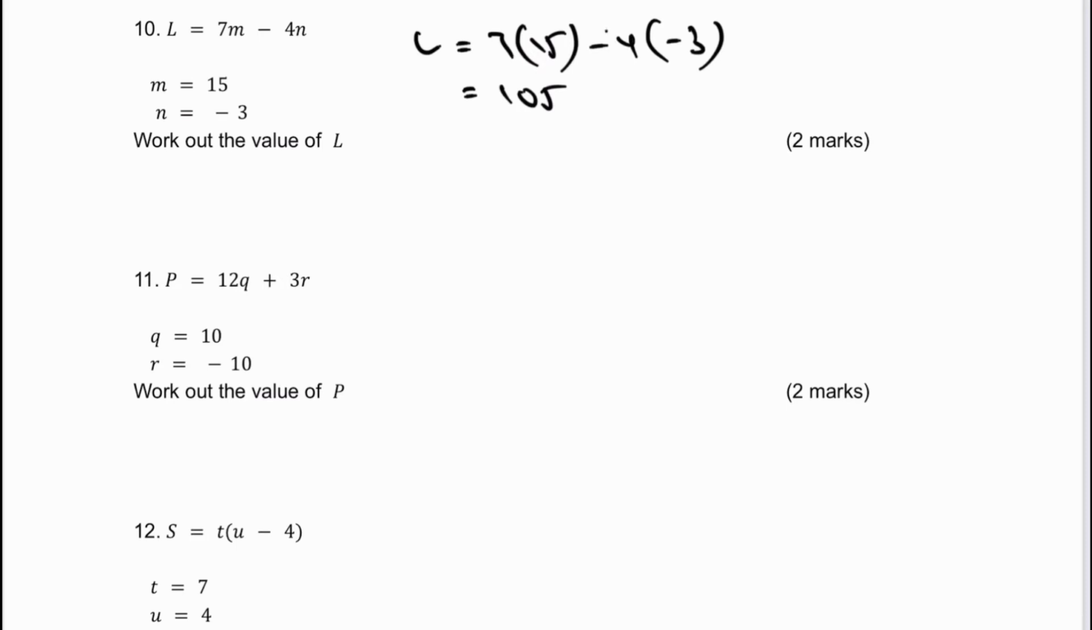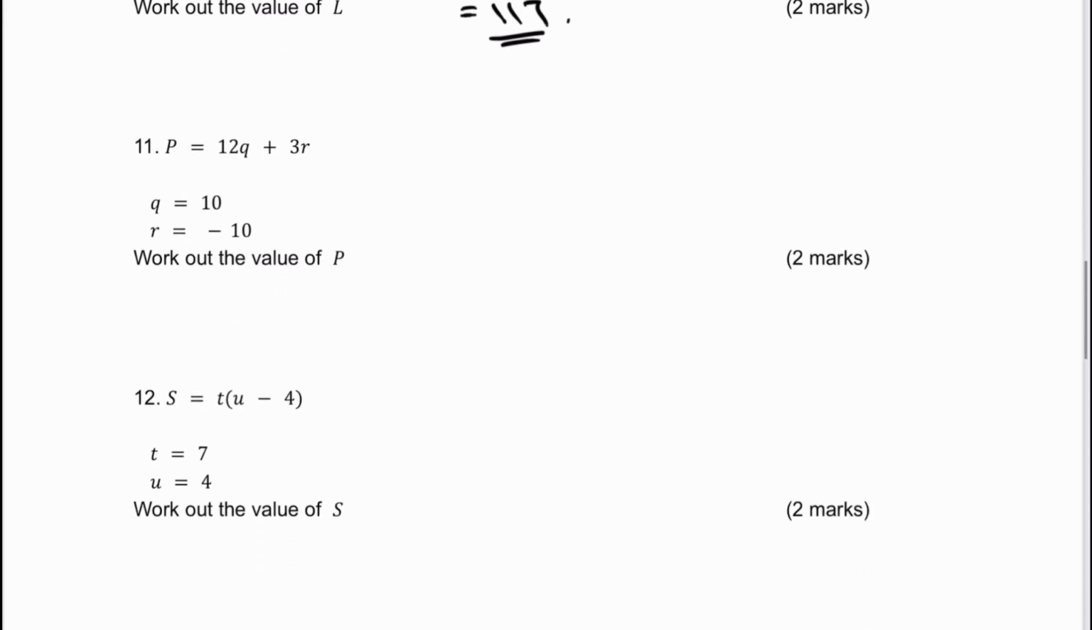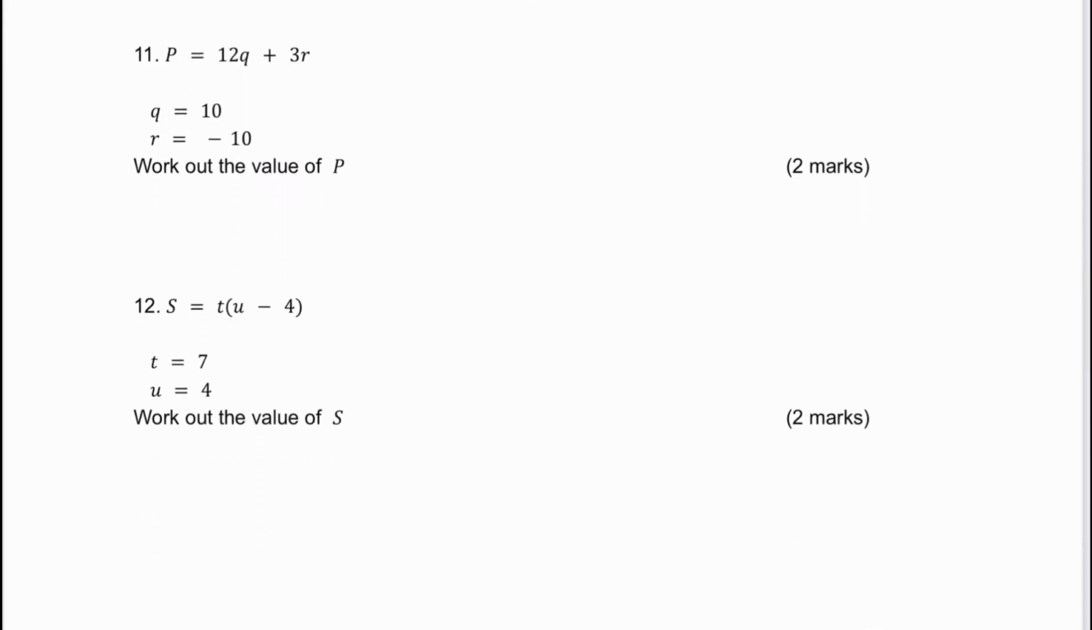Then I've got minus 4 times minus 3. Well, that's going to be plus 12. So 105 plus 12 is going to be 117. And that's the answer to question number 10. Okay, question number 11. Again, very similar principle. We're going to have P equals 12 times 10, and that's plus 3, and now multiplied by minus 10, which is the value of R.